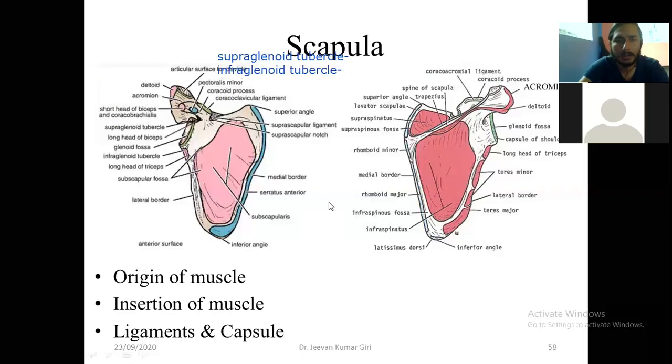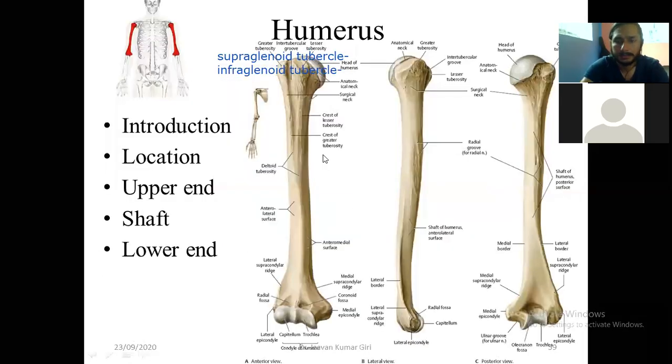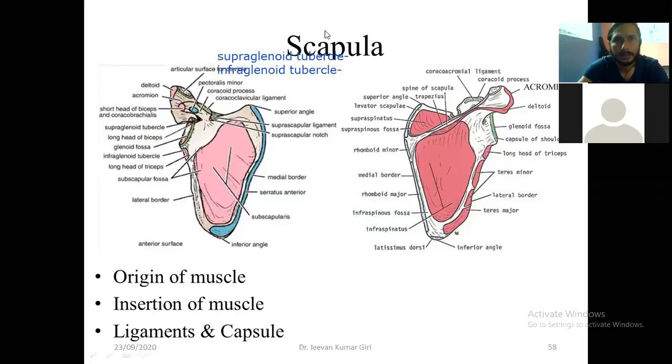So in the infraglenoid tubercle, origin of triceps. Triceps means three heads should be there. So one head is from here. Remaining two, medial and lateral head, will be from the humerus. While reading humerus, it will come. Okay, so from the infraglenoid tubercle, origin of the long head of triceps.